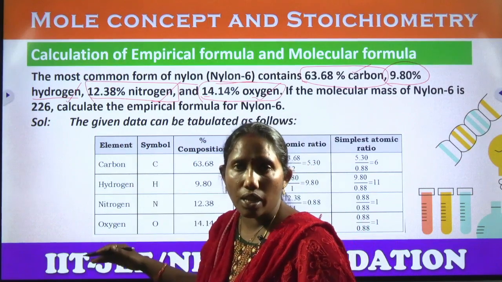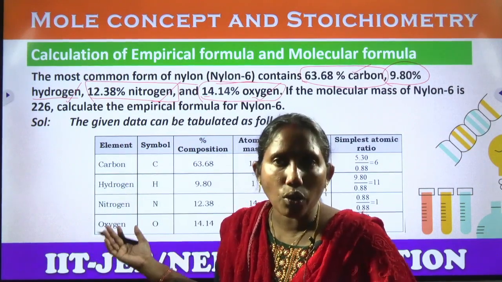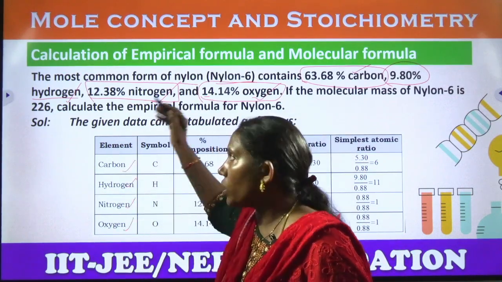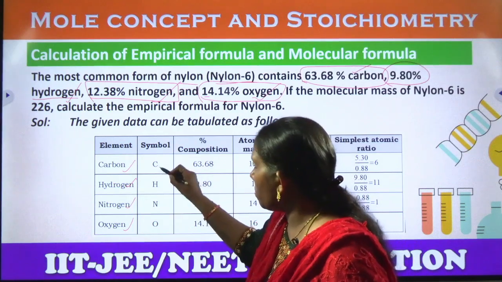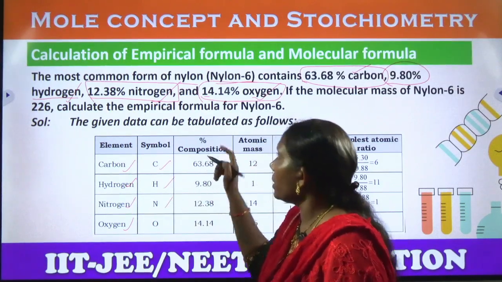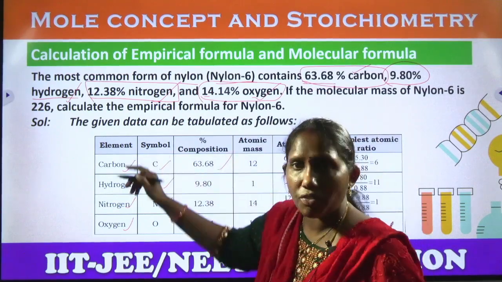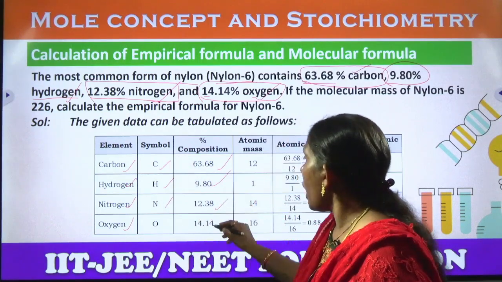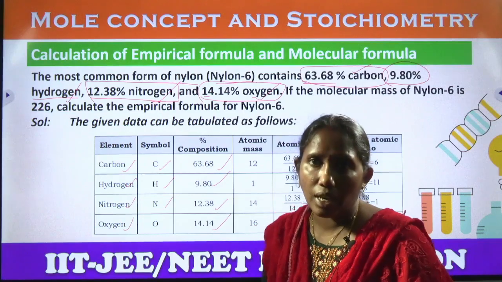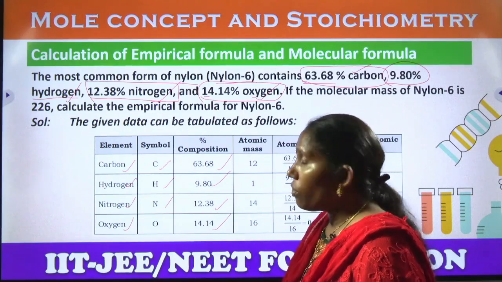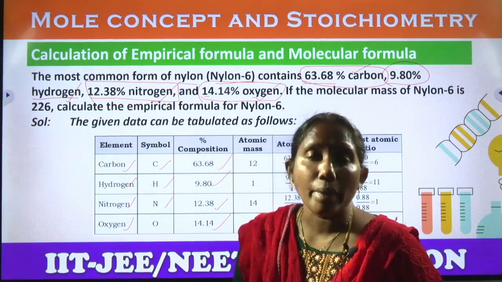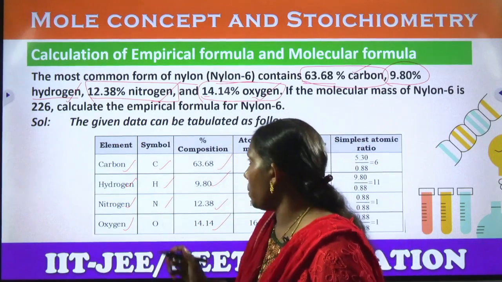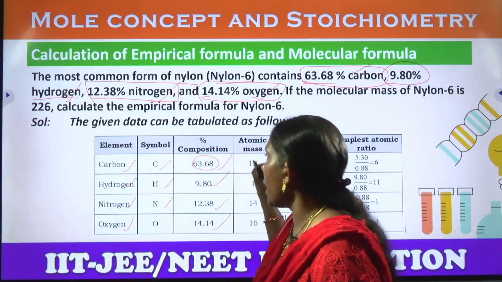That is what we have written in this tabular form. It makes the problem simple if you take the tabular form. Carbon, hydrogen, nitrogen, oxygen: what are the elements they have given? We listed them out, with the symbol for carbon C, hydrogen H, like that. The given compositions are 63.68% for carbon, hydrogen 9.80%, nitrogen 12.38% and oxygen 14.14%, right? So first of all, what is the first step to calculate the empirical formula for the given percentages? The first step is percentage by its atomic mass.